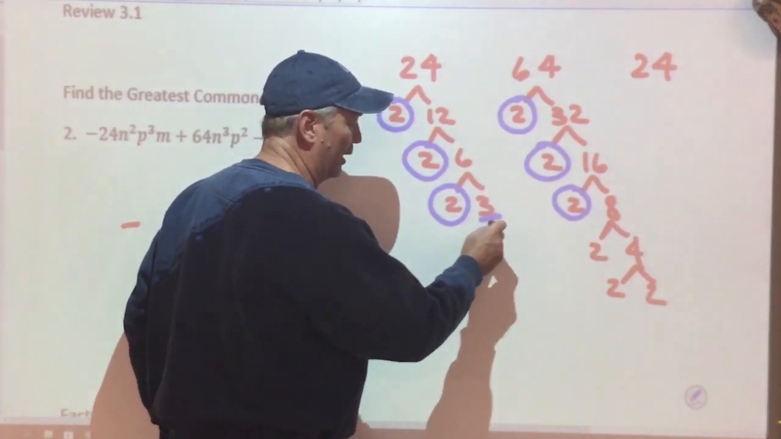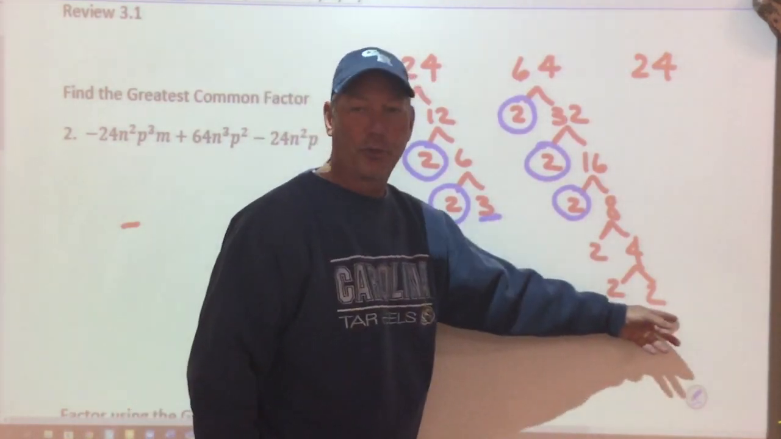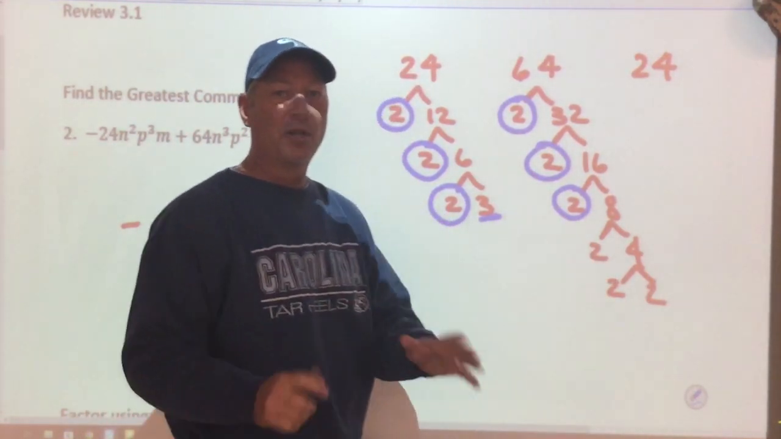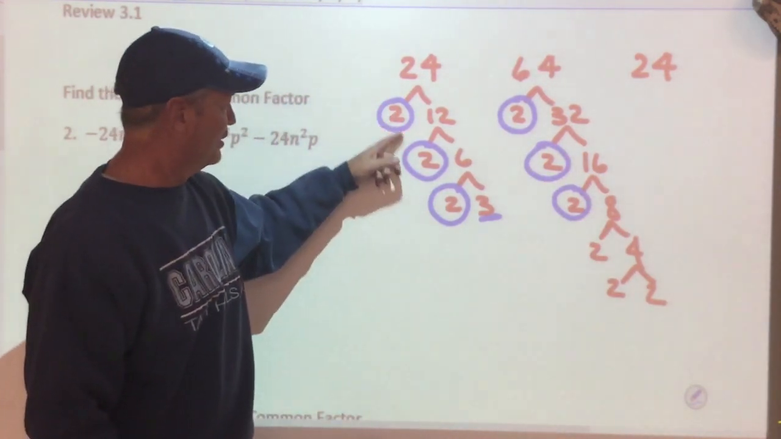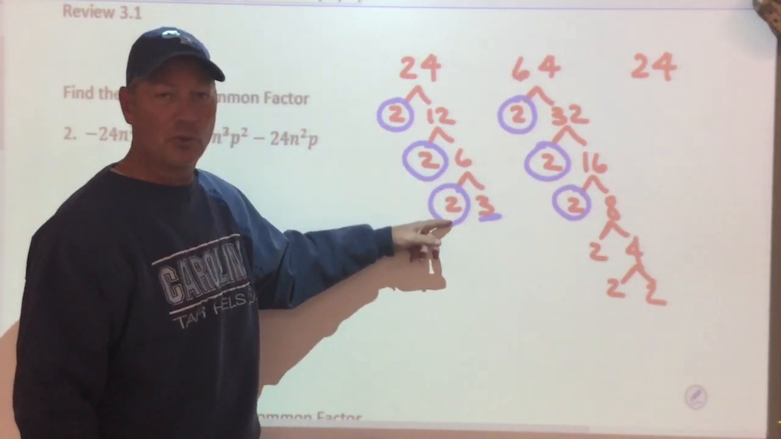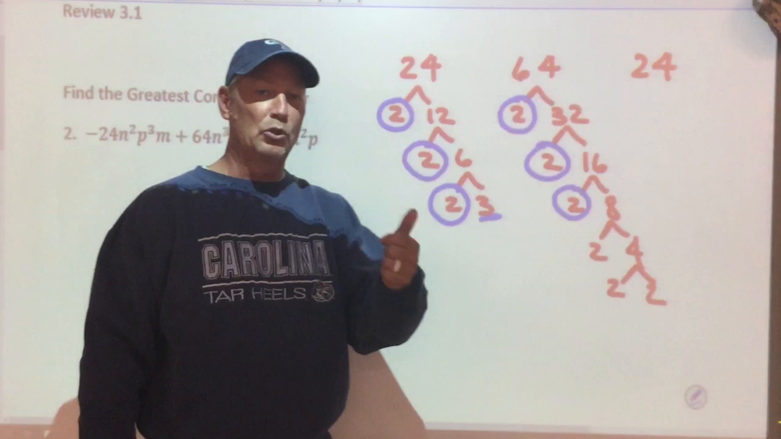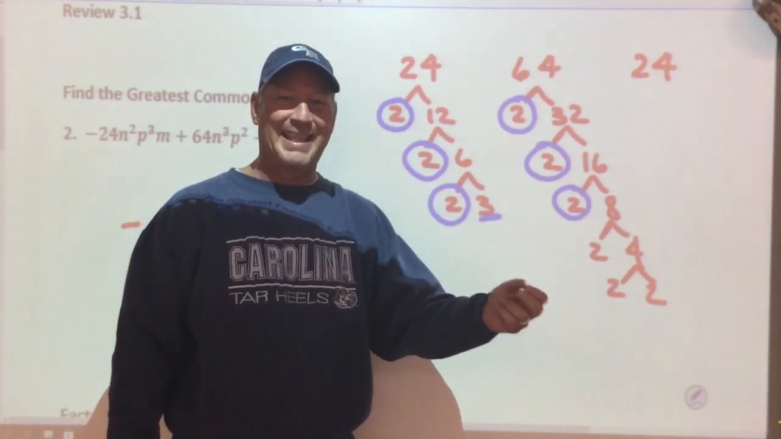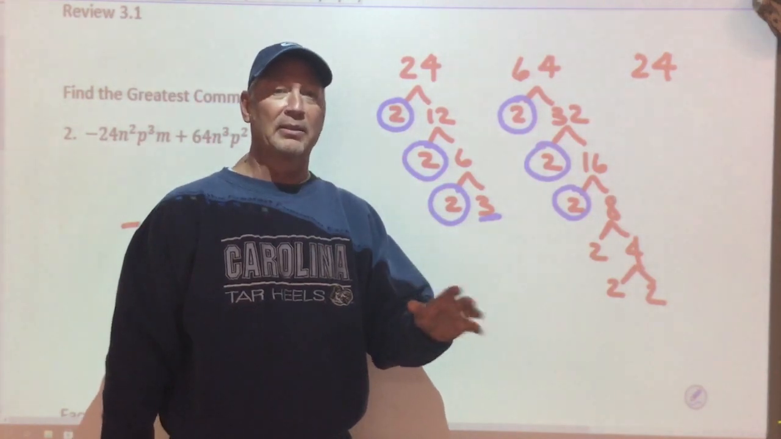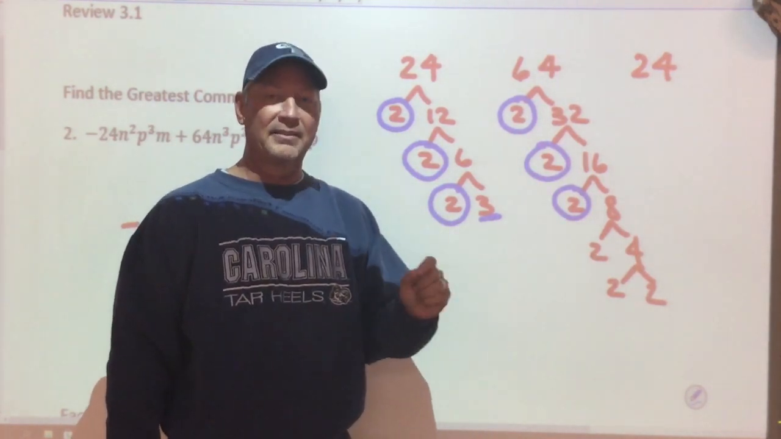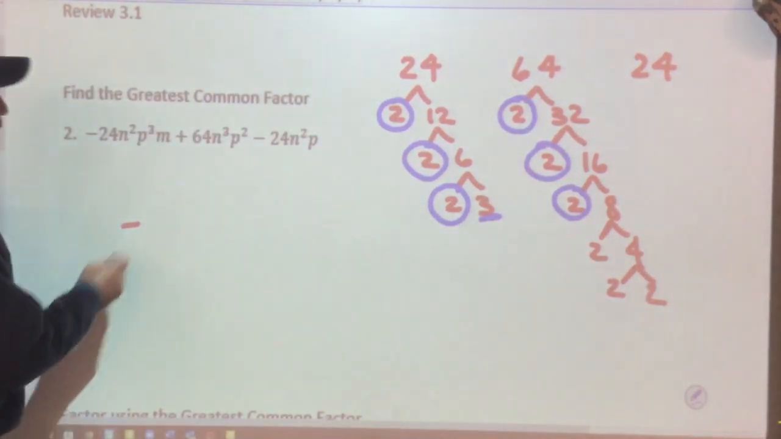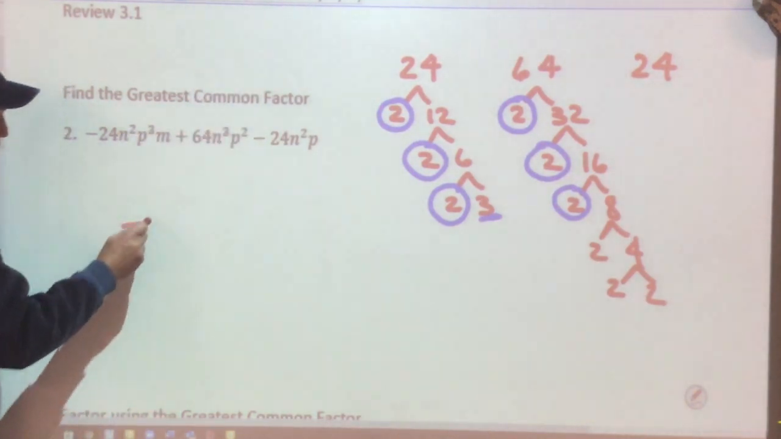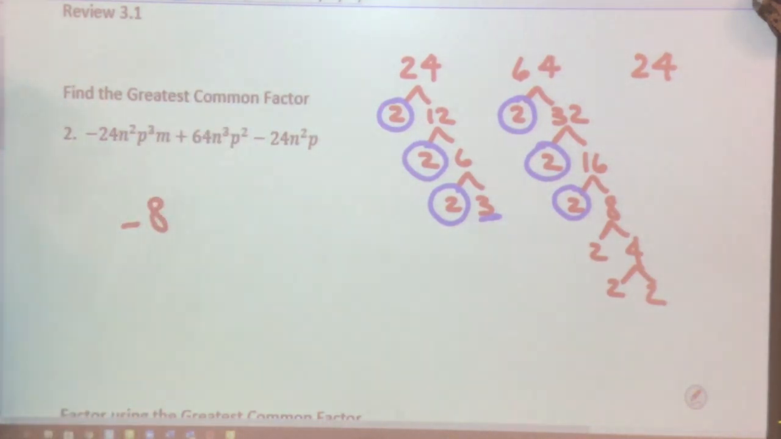So they have three 2s in common. This has a 3. Does this have any 3s? No. So what they have in common is this 2, this 2, and this 2. 2 times 2 is 4, 4 times 2 is 8. The biggest number they have in common is an 8, so my greatest common factor is going to include an 8.